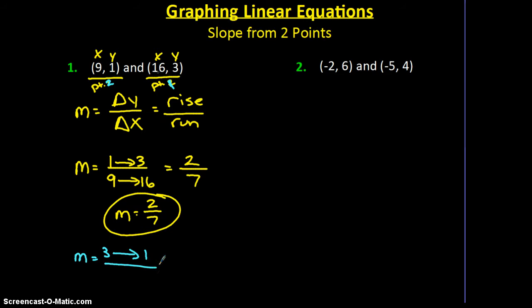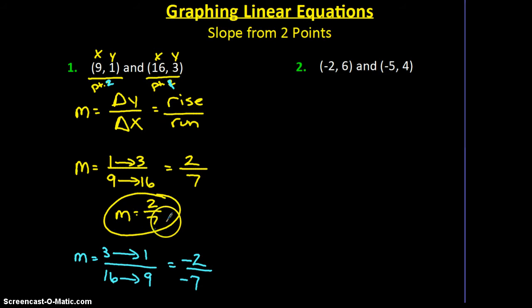But that would also mean that I'm starting at 16 and moving to 9. Well, what happens there? From 3 to 1, that's a negative change because I'm going down, so that's a negative 2. And then 16 to 9, I went down again by 7. Well, I have a negative 2 over negative 7.